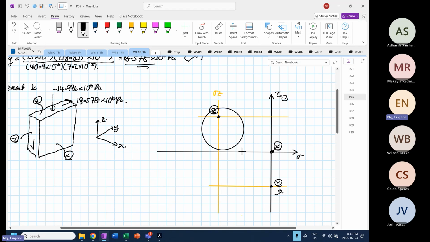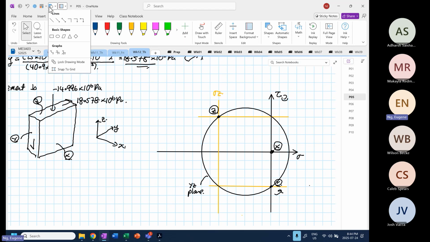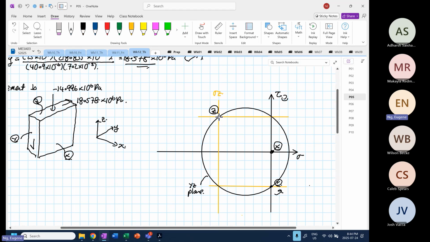So this is one of your circles, right? So this belongs to your YZ plane. Now, when you draw Mohr's circle, don't forget to draw this line. There are students that forget to draw this line, and I minus the mark. Okay, don't forget to draw this line.